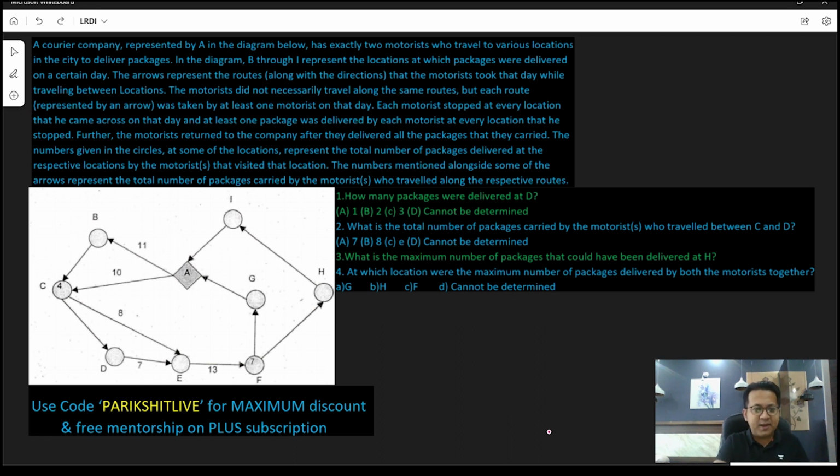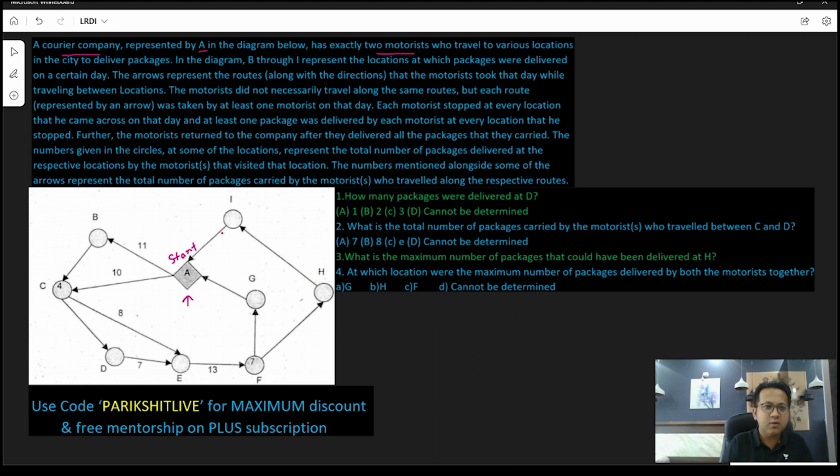A courier company represented by A in the diagram below has exactly two motorists who travel to various locations in the city to deliver packages. So they are saying that A is a courier company, and two motorists start from A and go and deliver packages. Can you locate A? A is out here. This is where it all starts.